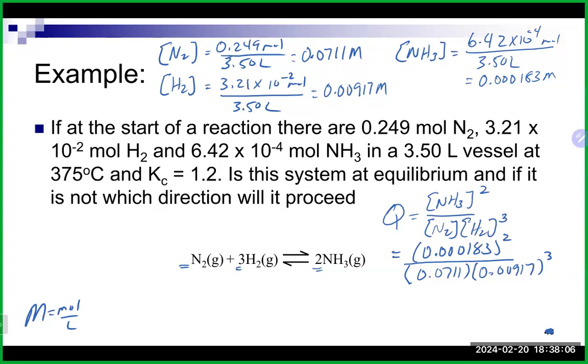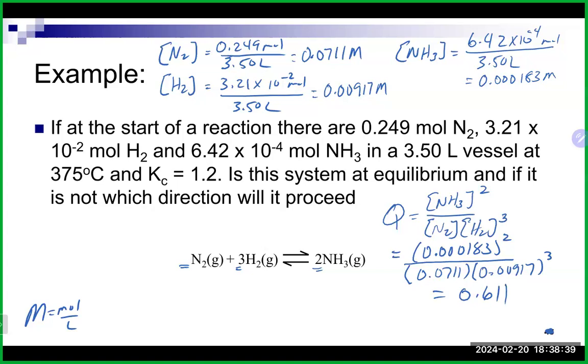0.000183 squared divided by 0.0711 divided by 0.00917 to the third here. That is looking like we're going to end up with a Q value of 0.61, give or take there. 0.611 if we want to go one more here. Any questions on that there?